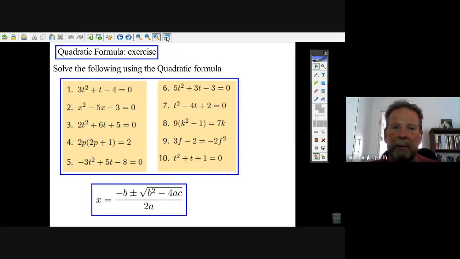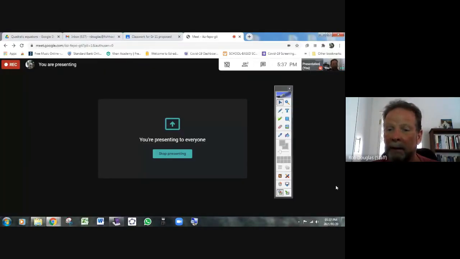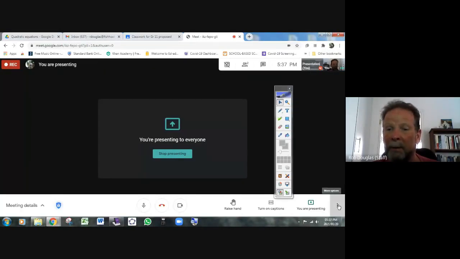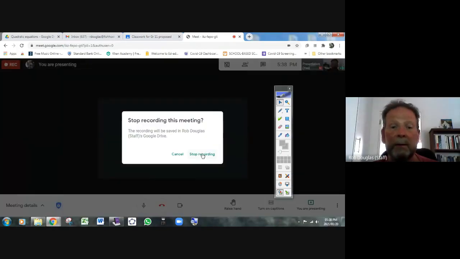And there's a memo to go with all that. So it's not too hard, but it comes up a lot of times where you can use the quadratic formula in exams. So it's a really good thing to learn.